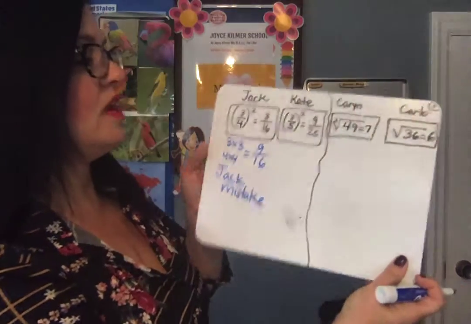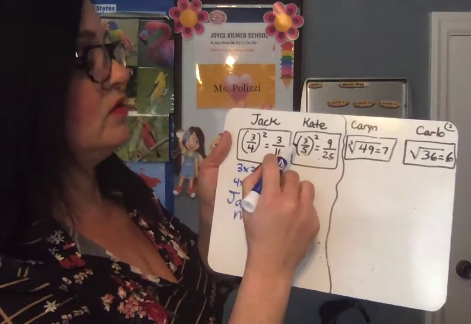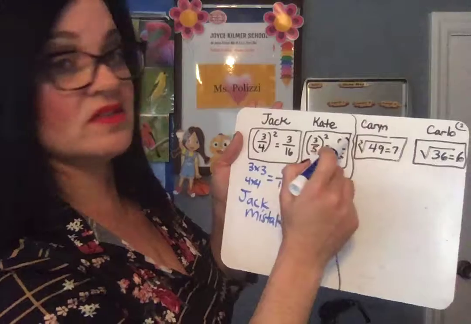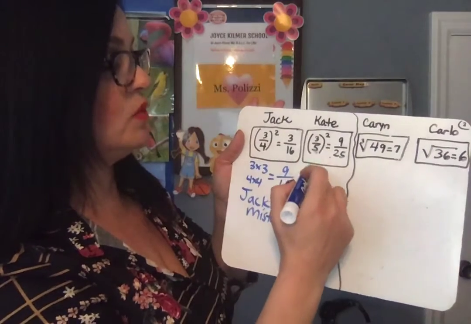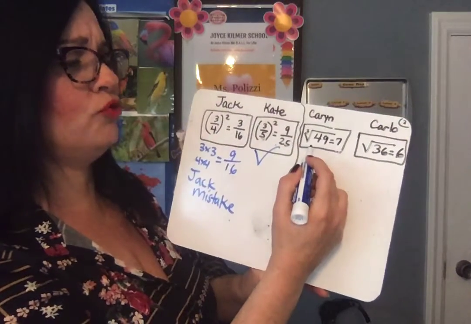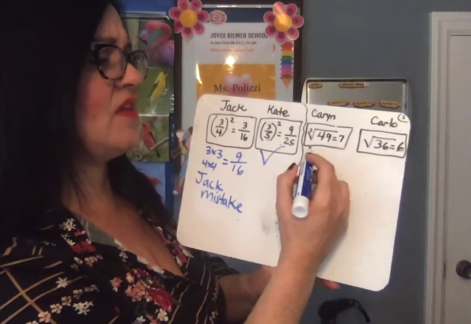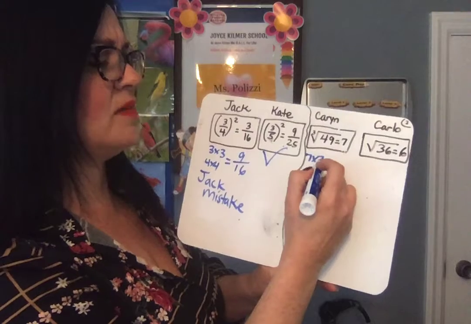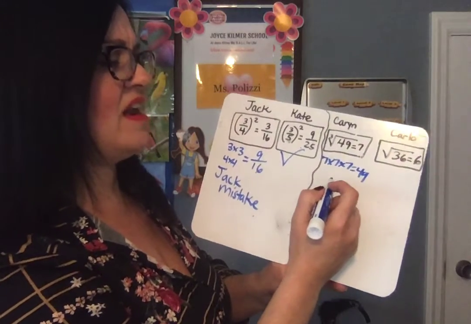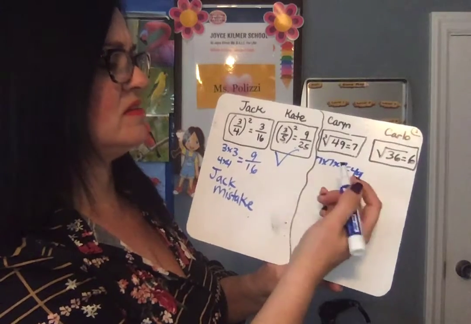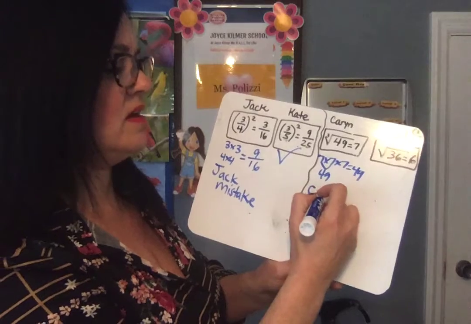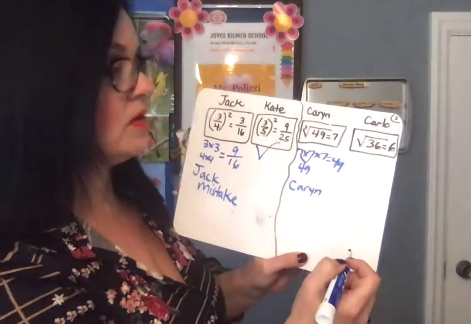All right. So Kate has 3/5 squared equals 9/25. Well, 3 times 3 is 9, 5 times 5 is 25. Kate is right. Karen here says the cube root of 49 equals 7. So that would mean 7 times 7 times 7 would equal 49. And I know that that's not true, because 7 times 7 by itself is already 49. So Karen made the mistake, okay?